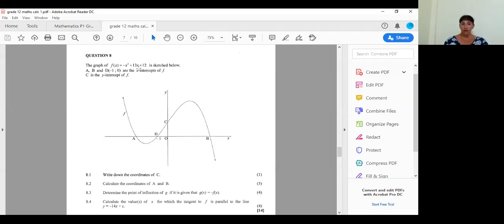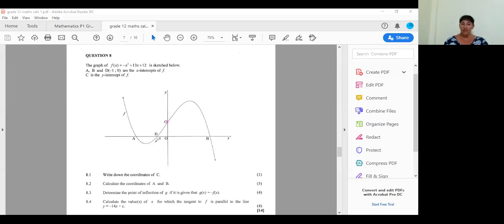So they've given you the equation. There's no unknowns in that equation. They've also given you the shape of the graph, and they are now going to ask you some questions. The first question is, write down the coordinates of C. So in other words, look at C and ask yourself, what point does C represent?